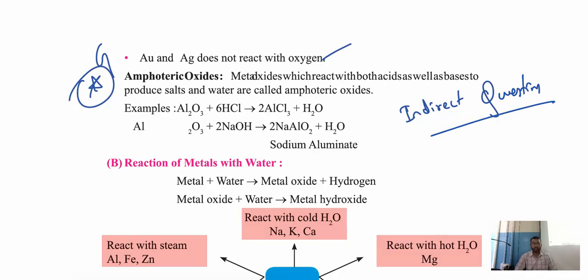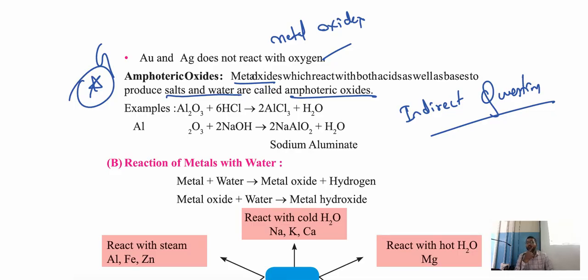Now, what are amphoteric oxides? They are metal oxides, not metal ice. Metal oxides which react with both acids as well as bases. Some metal oxides react not only with acids but with acids as well as bases to form salt and water. We call them amphoteric oxides.